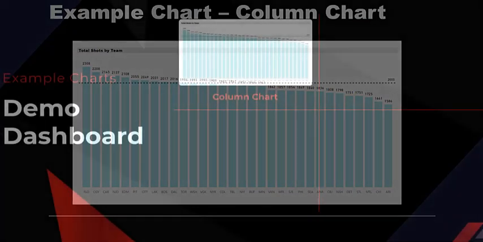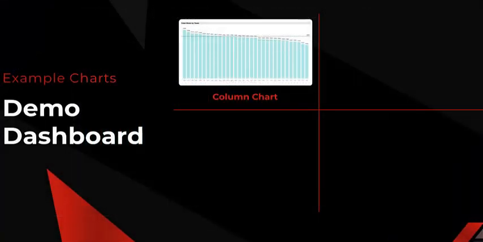A column chart is used to display data in vertical columns. It's often used to show data comparisons, such as comparing sales figures for different months or different products. You can also show rankings of values as well. In this chart, we've created a simple column chart to represent the total shots for a team.